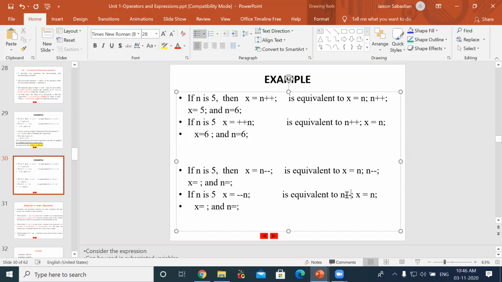I will ask now. So tell me, whom should I ask? Sai Kiran, are you there? I saw you are there. Yes, ma'am. Tell me what will be the answer here. When n equal to 5, x equal to n minus minus, what will be the value of x and what will be the value of n? 4, ma'am. So here x value will be 4.